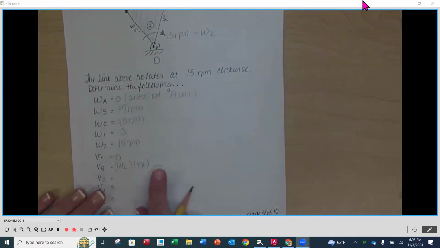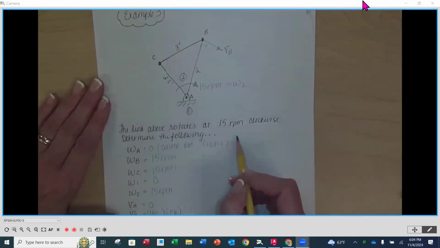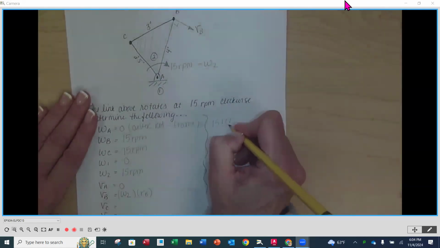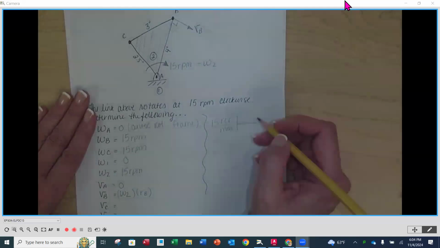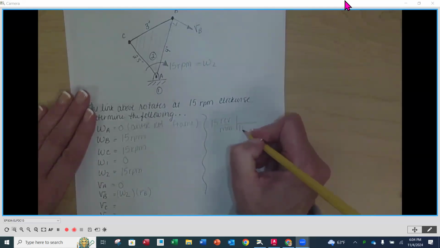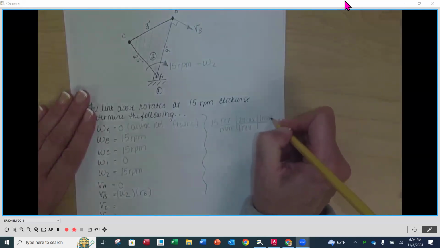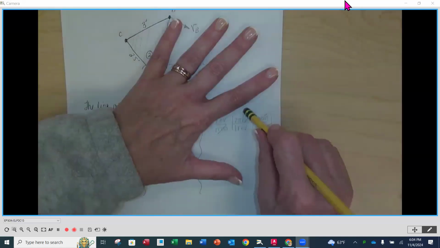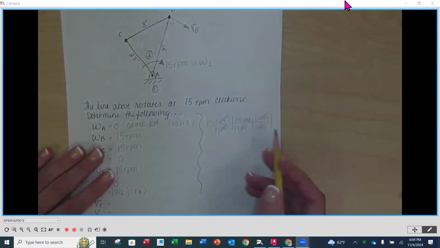Because I don't have a ton of room here to put the conversion right there, and we might have to do it for another one or two, why don't we convert W2, 15 revolutions per minute, up here, and we're just going to use our final number in our calculations. So we know that 1 revolution is 2 pi radians, and 1 minute is equal to 60 seconds. So minutes cancel. Oopsie, radians do not. Radians stay on top. Revolutions cancel. So I'm left with radians per second.